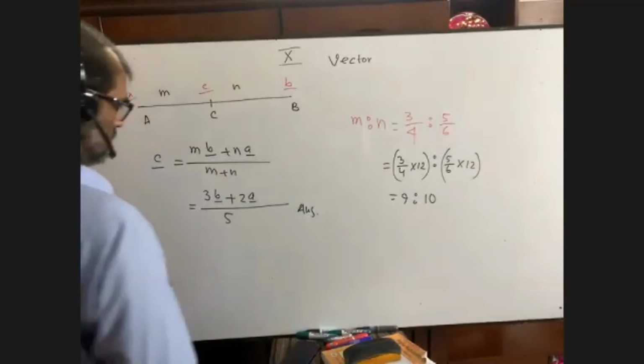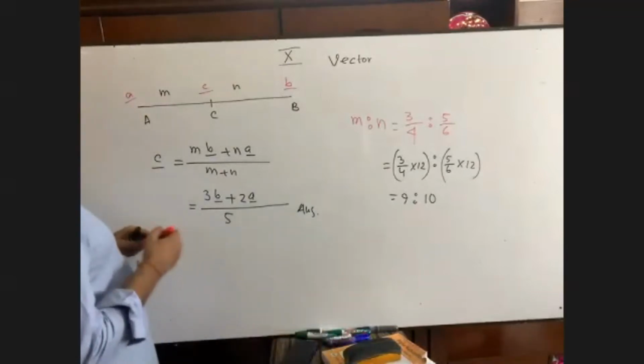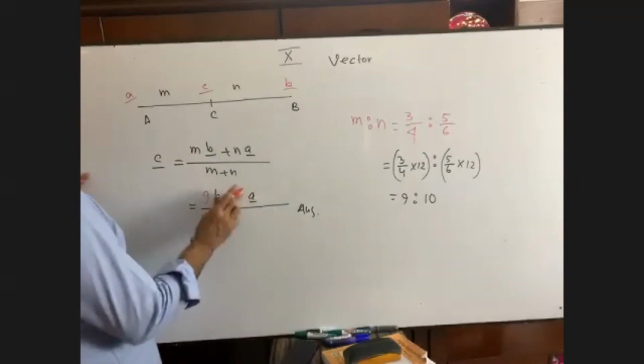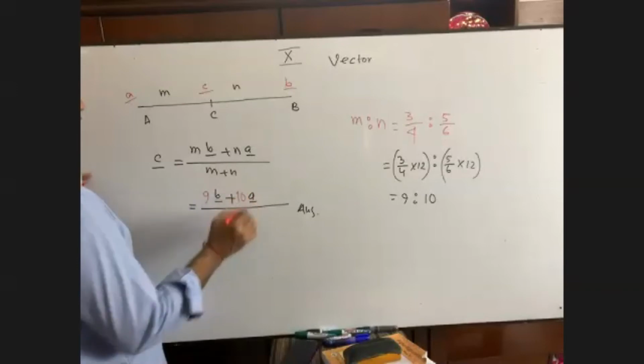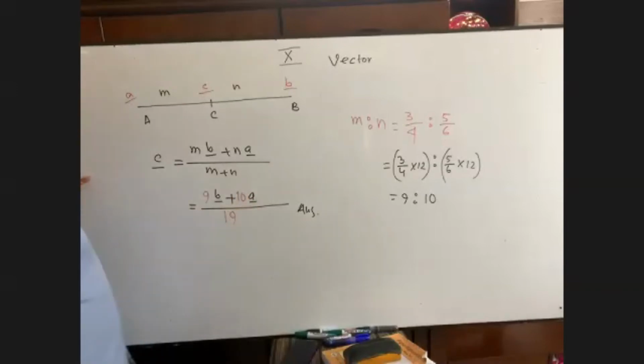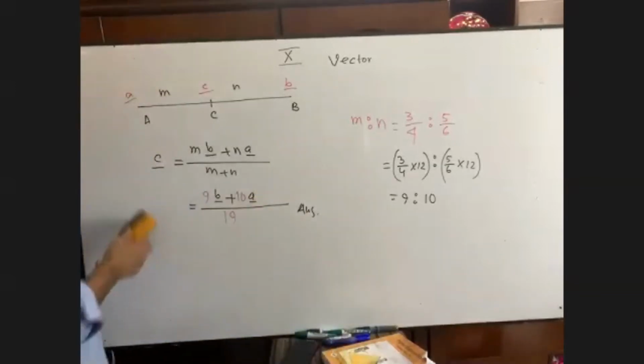Have you got me? Yes, sir. So here it will be what? It is 9 and it is 10. 9 plus 10. It is 19. I think you have got it right. All of you, please pay attention. Is it okay to all?